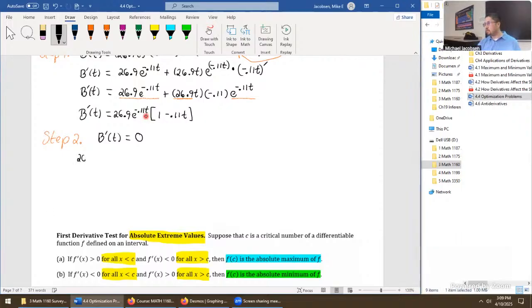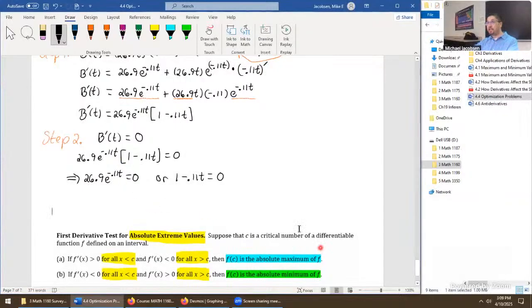So 26.9 e power negative 0.11 t times 1 minus 0.11 t is set equal to 0. Because we're careful to factor, we can now split this equation into 2 of them. This implies 26.9 e power negative 0.11 t is 0, or 1 minus 0.11 t is 0. So those are our next 2 equations to solve.